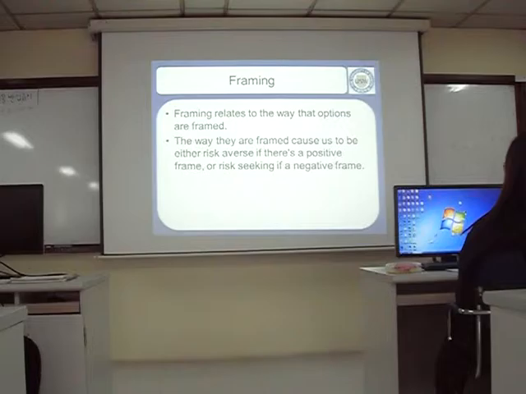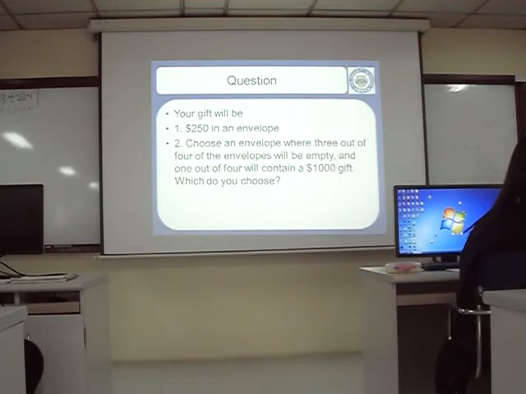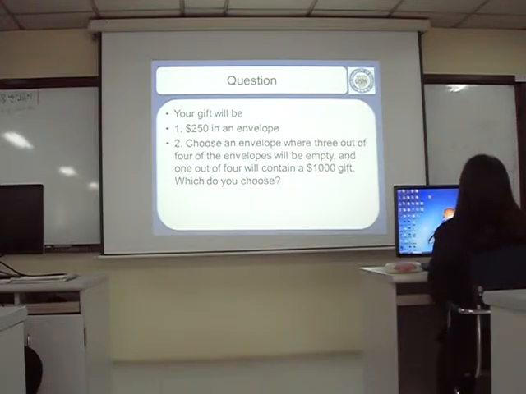There's a lot of debate when there's a vote. How should we write the question? Because framing is important. The way that options are framed can cause us either to be risk-averse if there's a positive frame, or risk-seeking if there's a negative frame. So let's look at an example. Choose here. I'll give you a gift. Either $250 in an envelope, or you have four envelopes on the table. One envelope has $1,000, and three envelopes are empty. Which option are you going to choose?